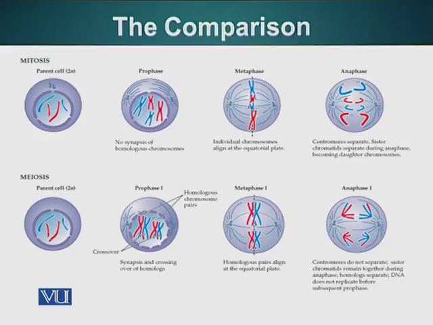Here you can see mitosis on top and meiosis at the bottom. The parent cell is 2n. At prophase of both these processes, mitosis and meiosis, the chromosomes have condensed and the centrosomes have divided. However, the big difference here is that there is synapsis in meiosis but not in mitosis. Synapsis is basically the process in which two homologous chromosomes come together. As a consequence of synapsis, crossing over takes place, in which chromosomes exchange parts.